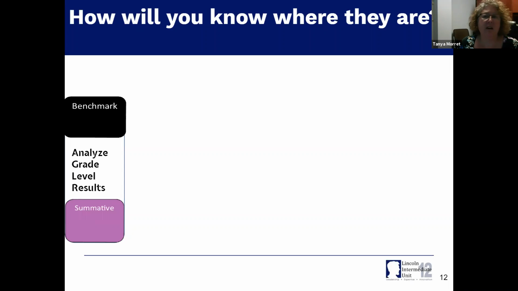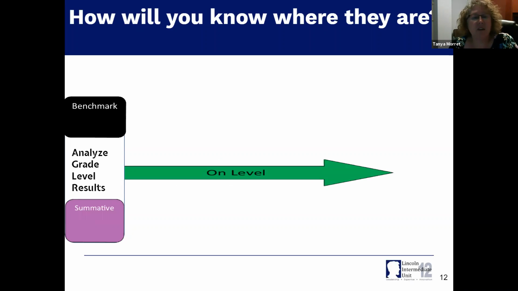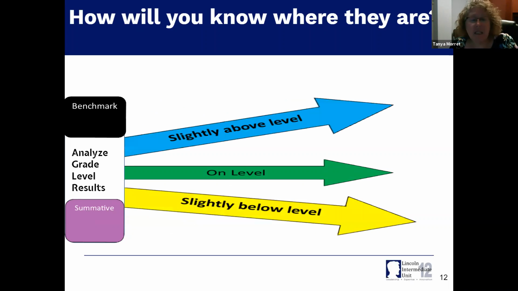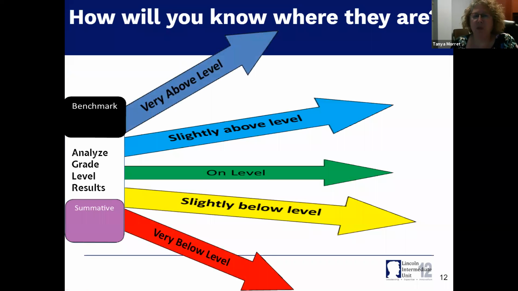How do we know where they are? What do we do first? Well, first of all, that data is going to give us a normal distribution. It's going to tell us where students fall. They're either going to be right where they need to be, slightly above or slightly below, or really high or really below.